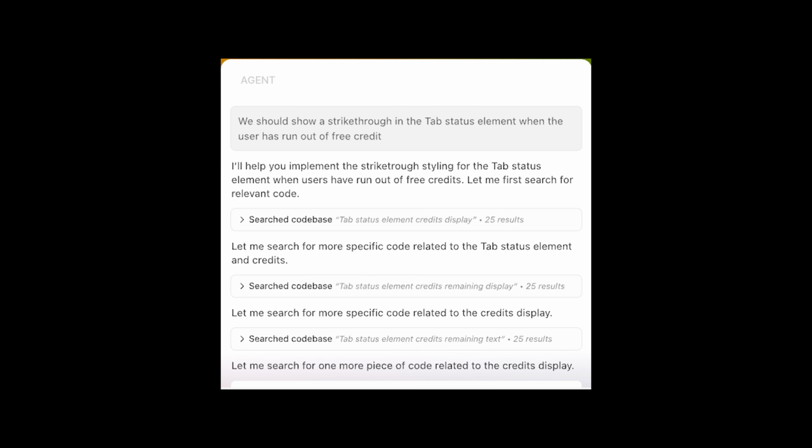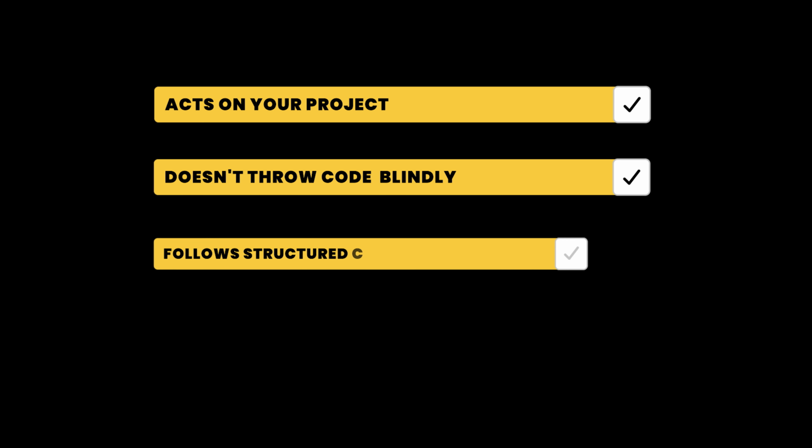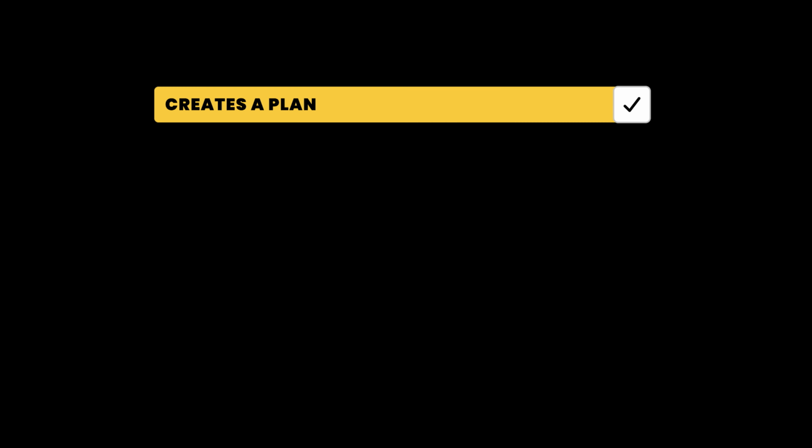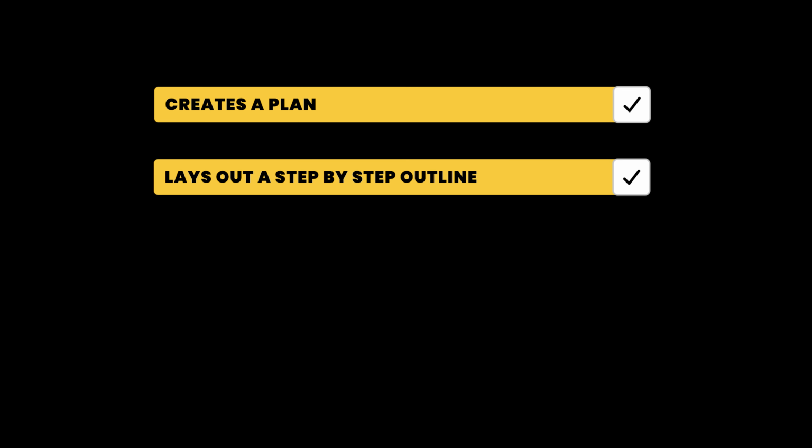Unlike Ask mode, which only explains code, agent mode actually acts on your project. But it doesn't just throw code in blindly. It follows a clear, structured cycle that keeps you in control. First, it creates a plan. You tell it, add categories and search to the wedding registry. And before making any changes, it lays out a step-by-step outline of what it intends to do.